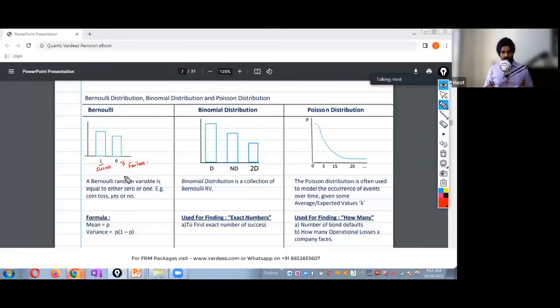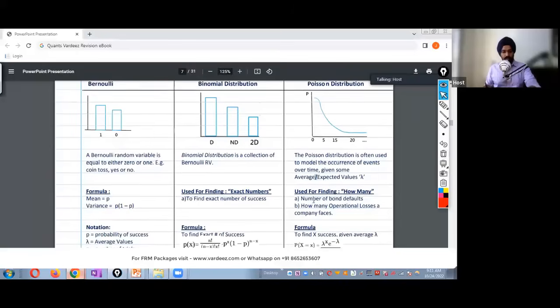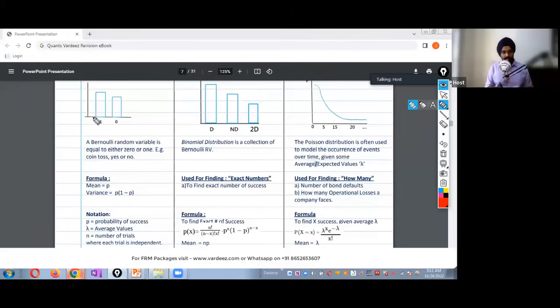So 1 means success. That means if you toss a coin and you wanted to find heads, then if the heads comes, we say that it's a success. That means it's a 1. If tails comes, then it's a failure. That means 0. So these are the notations. Now, the main thing that you need to understand from the Bernoulli is that this is how the PMF looks visually. But the main thing is the formula that we have, which is the mean and the variance.